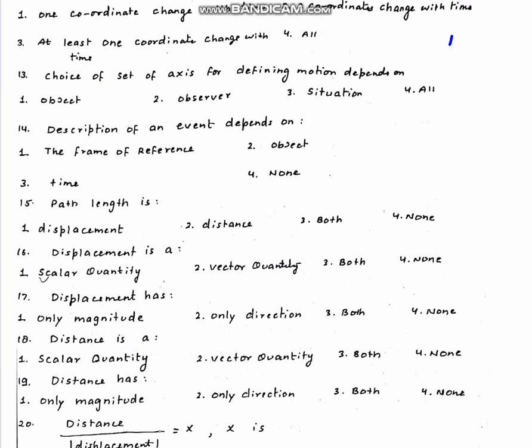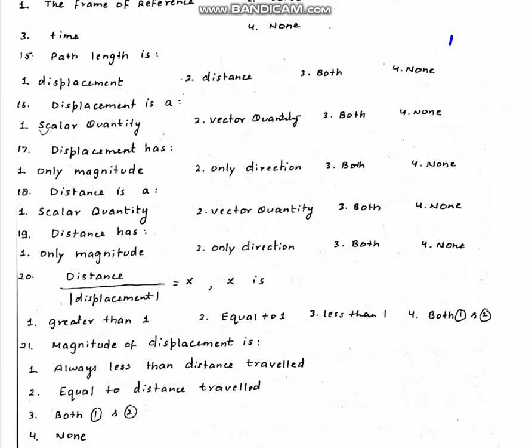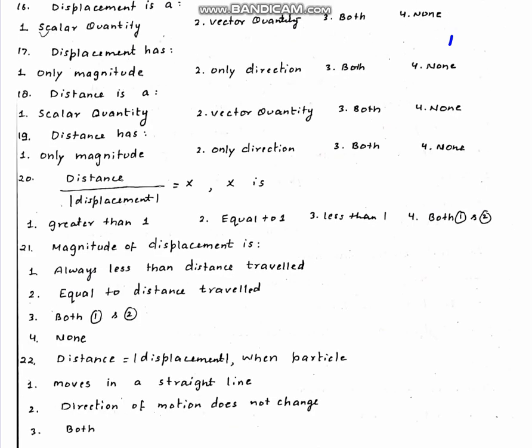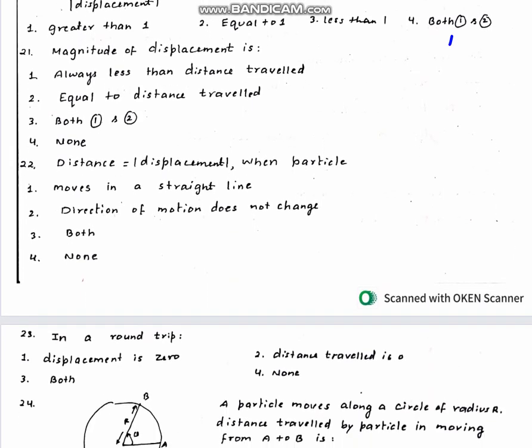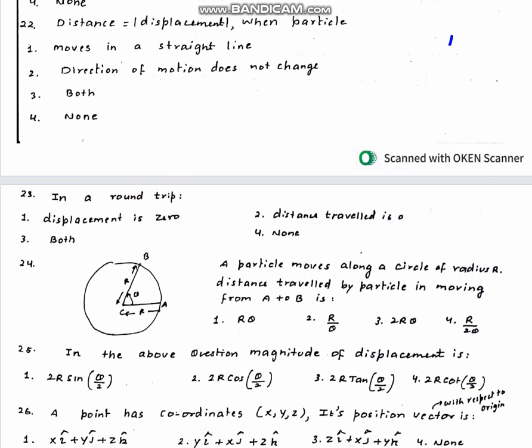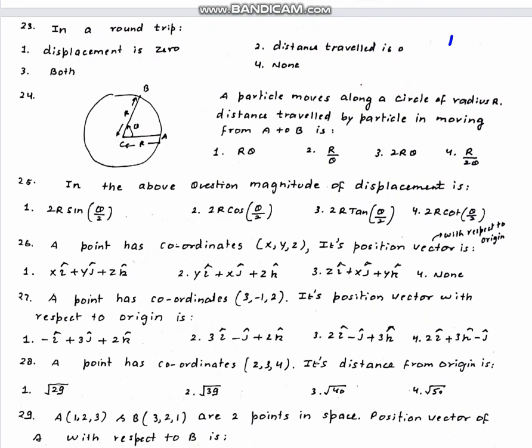Then we have choice of axis, then description of event, then we have distance, displacement, their qualities, their ratio, which is greater, which is less, under what condition they are equal. Then we have circular motion and the concept of round trip, distance and displacement in that.